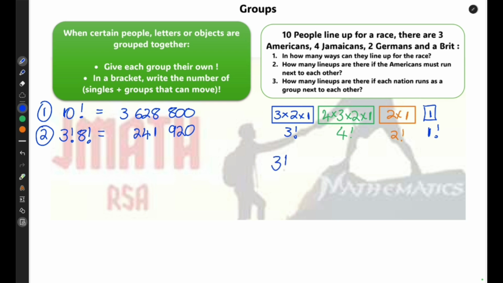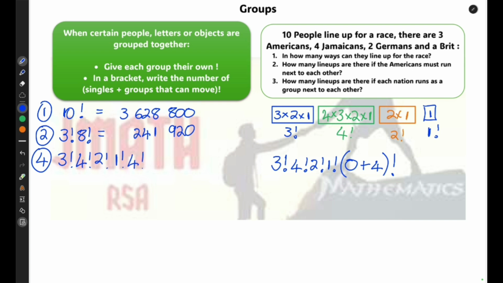Each group gets a factorial: 3 factorial, 4 factorial, 2 factorial. Just to not exclude Britain, let's put them there. Now, how many singles are there? There aren't any singles there. And then plus, how many groups can move around? And then factorial. And if I write that as my answer, I will get full marks. So 3 factorial, 4 factorial, 2 factorial, 1 factorial times 4 factorial.